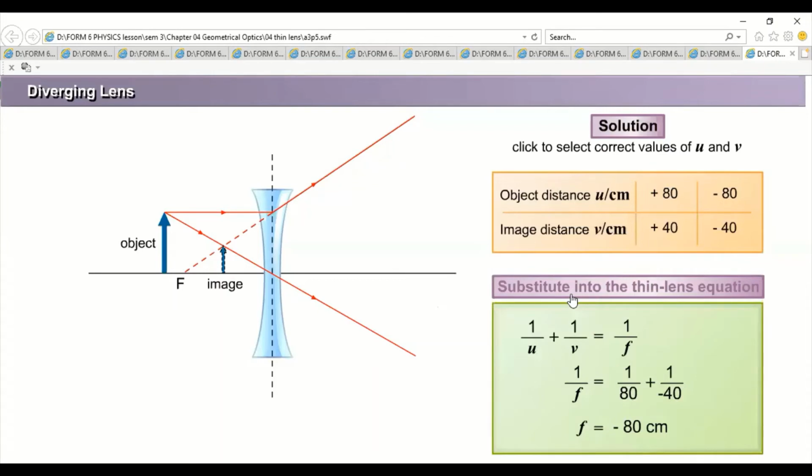Substitute into the thin lens equation, we get that 1/u plus 1/v equals 1/f. So u is positive because it's a real object, and the image formed is a virtual image. As a result, we get that f is negative. The negative focal length shows that it is a concave lens or diverging lens.